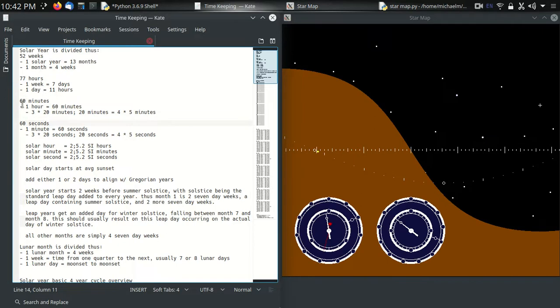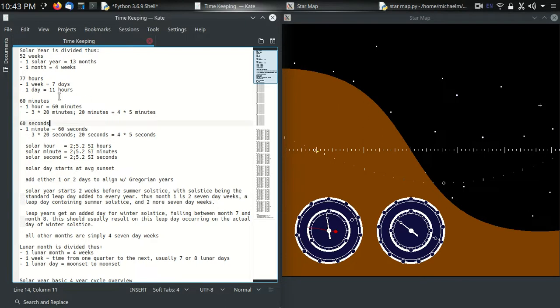And then each hour is cut up into 60 minutes in exactly the conventional style. So 1 hour is 60 minutes. And that is primarily divided into three 20-minute blocks. And each 20 minutes is 4 groups of 5. Similarly, each minute is divided into 60 seconds. In exactly the same manner, you get 3 groups of 20 seconds. And each group of 20 is 4 blocks of 5.